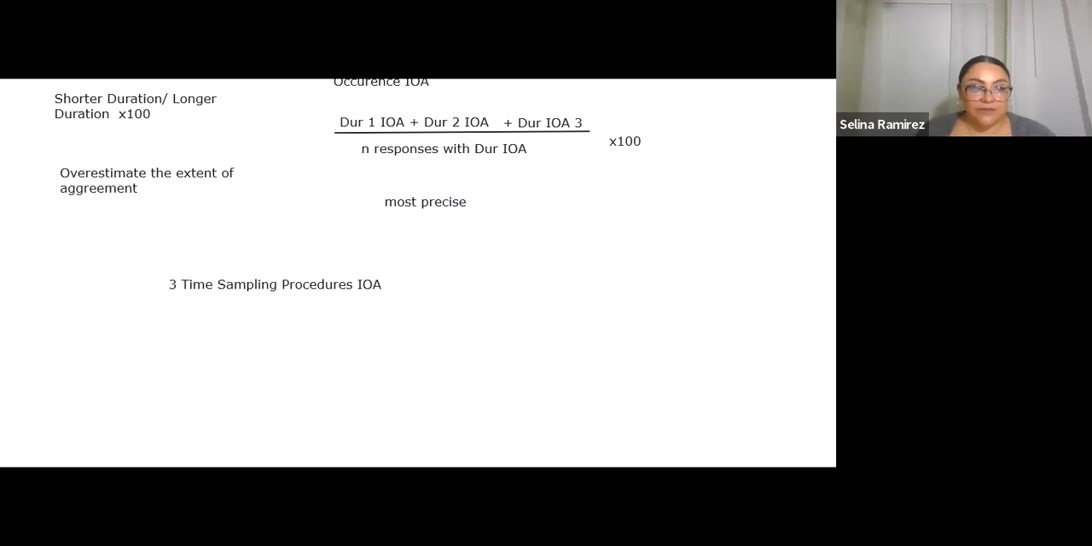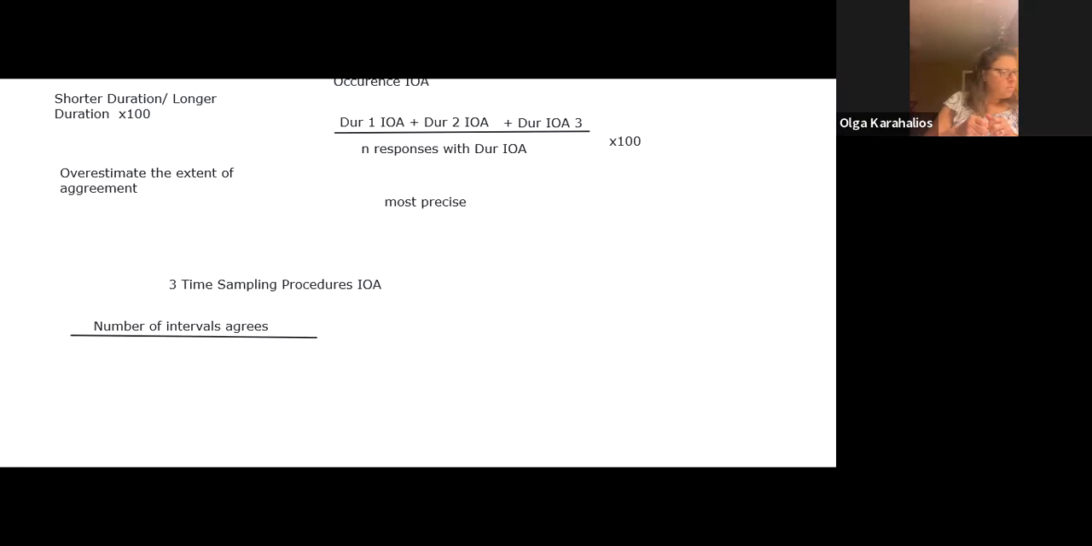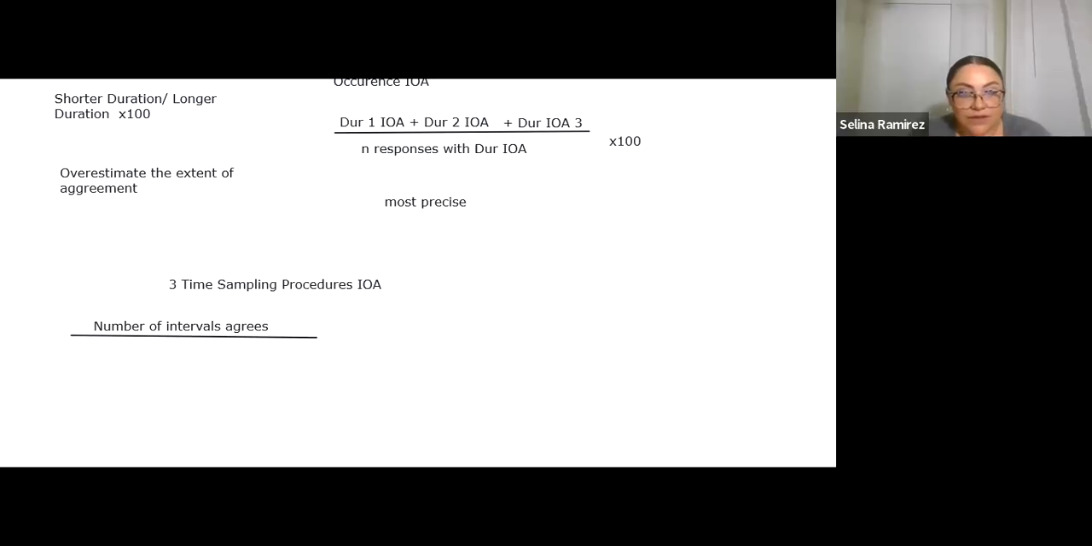For the formula for interval by interval, you're going to get the number of intervals that you agreed on. You're both collecting a time sample, but I want to check if my observers are collecting accurate data, so I'm going to do interval by interval. Number of intervals they agreed on, say 7, over 10, the number of intervals agreed plus number of intervals disagreed.